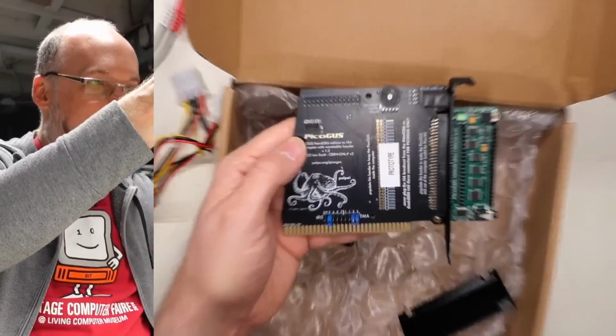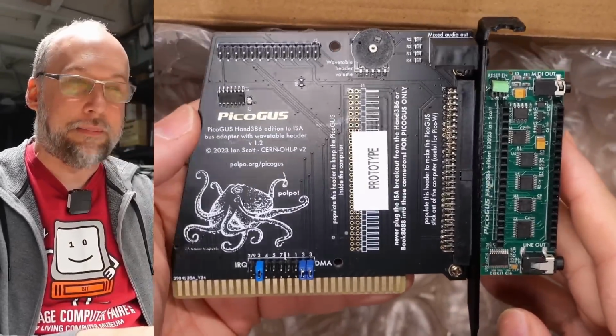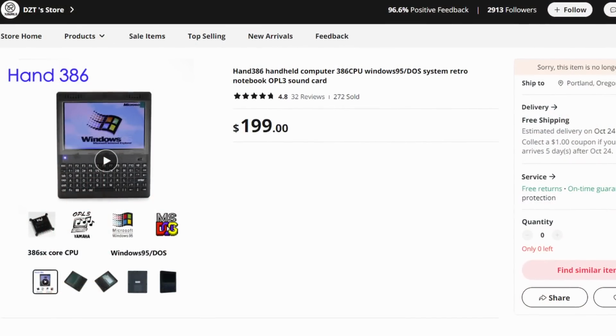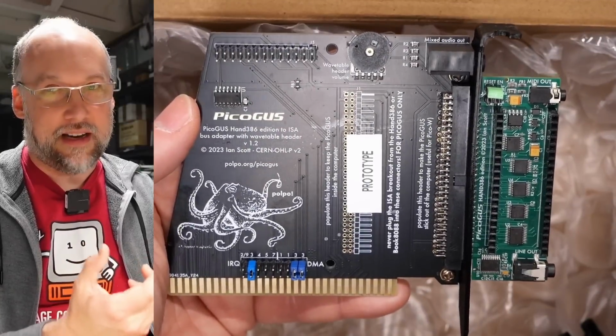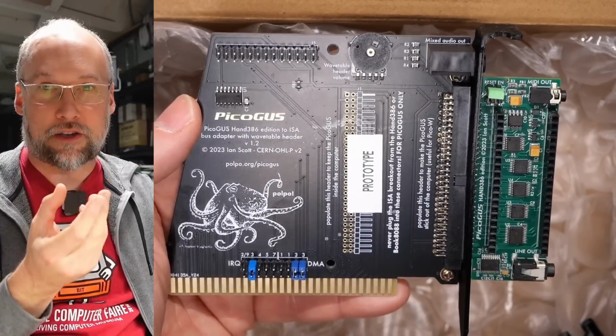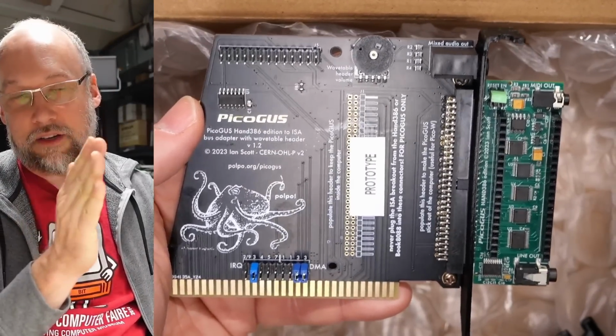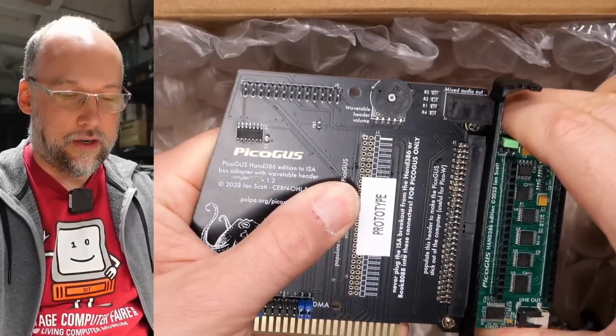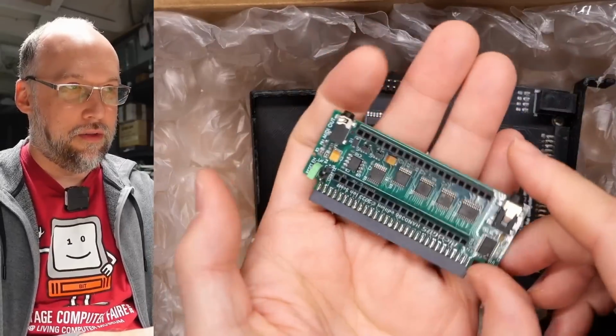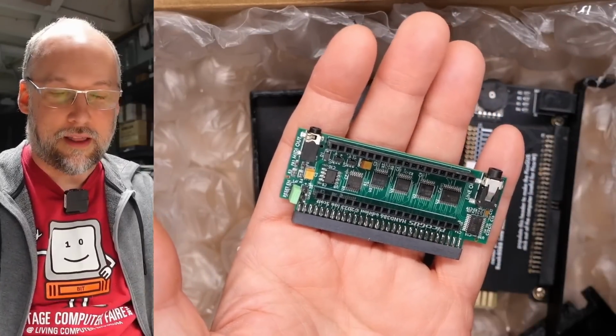This is a version of the PicoGUS specifically for the little Hand 386 board, or computer that is. That's that little recent AliExpress computer that has the 386 processor on it, and it has an ISA bus connector on it, but it's just a pin header. Well, this little carrier board right here, which if I pull it off, there we go. So this right here is for the Hand 386.